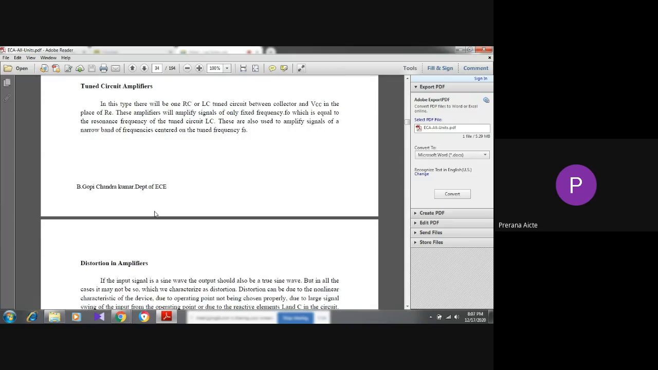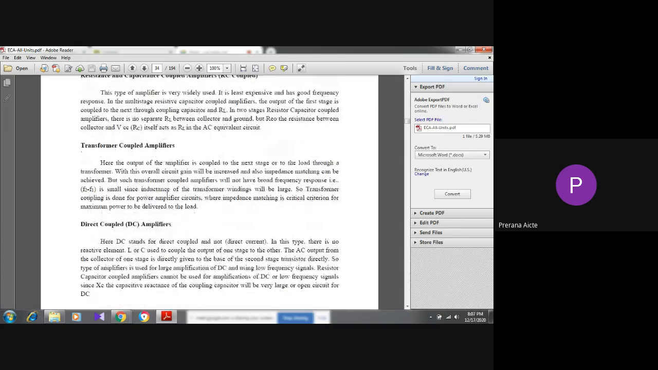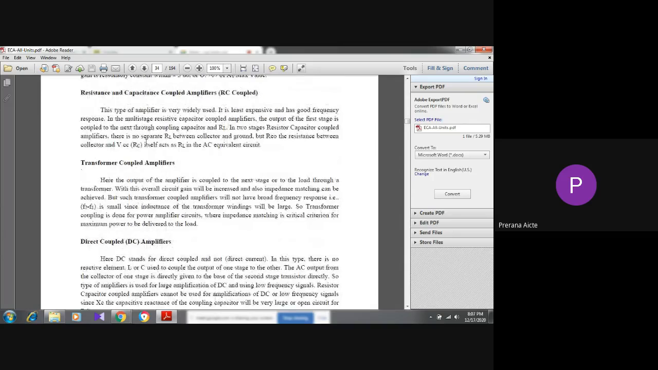Till now we have discussed these coupled amplifiers. Okay, my dear students, just go through these points for 2 minutes. If you have any doubts, please ask me. Just go through this theory.